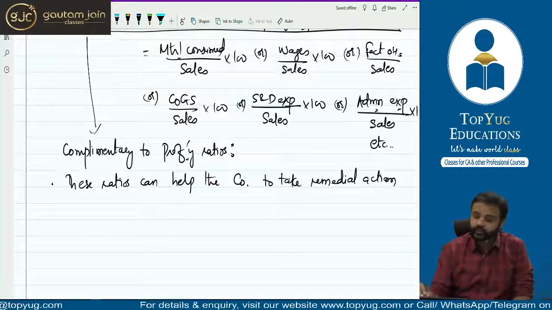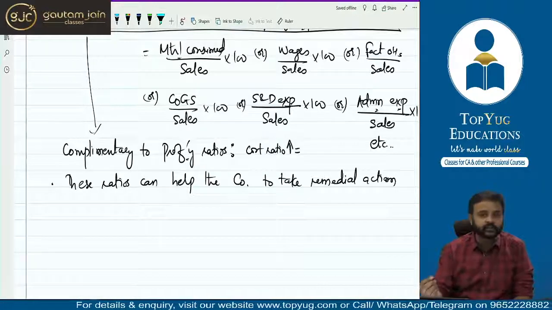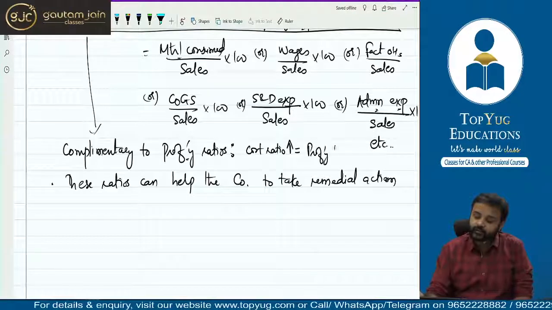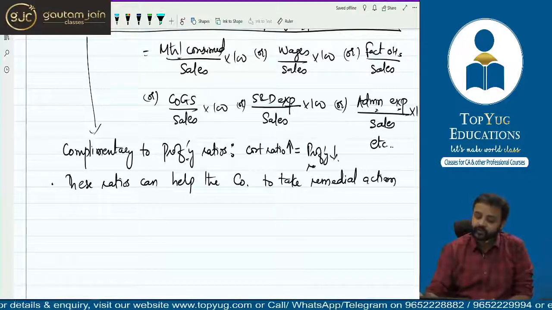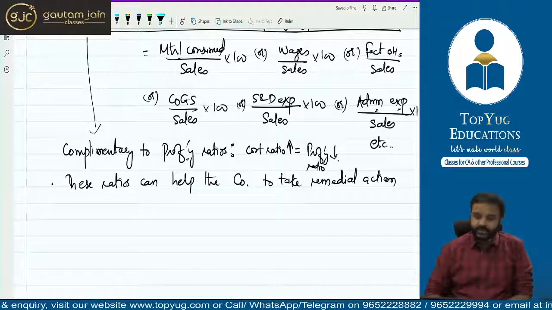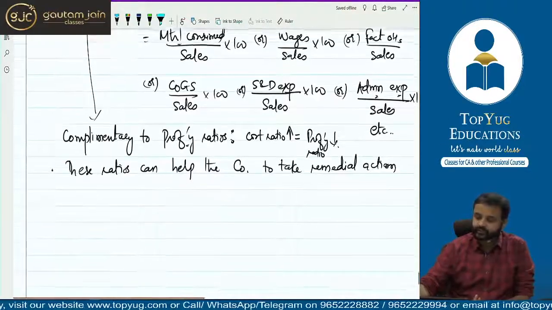Complementary to profitability ratio. So if you want, you can say, if the cost ratio is higher, then profitability is lower. Correct? Right, sir. So this was what? Individual expense to sales ratio.